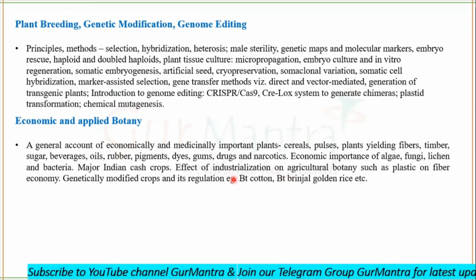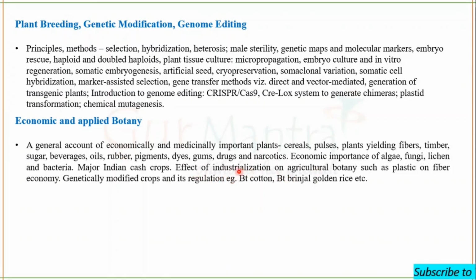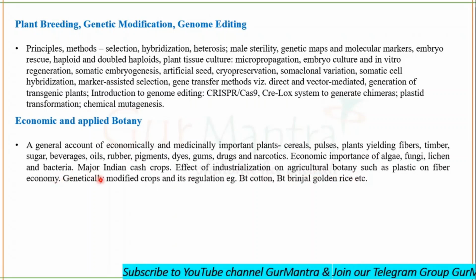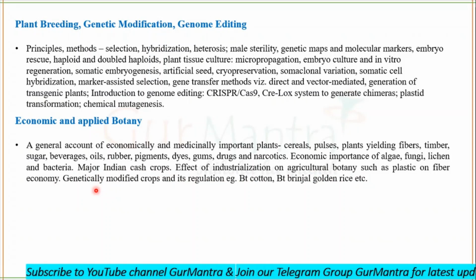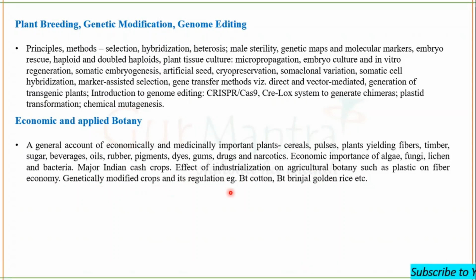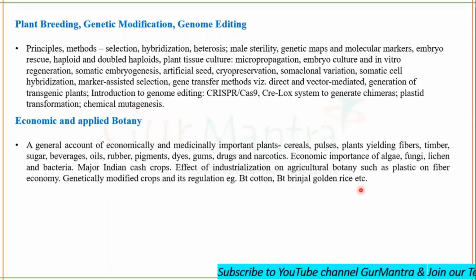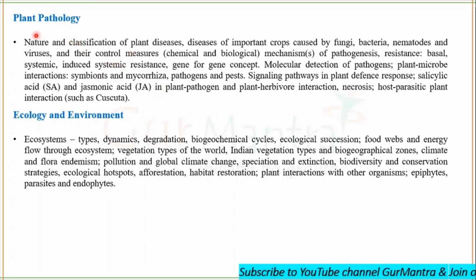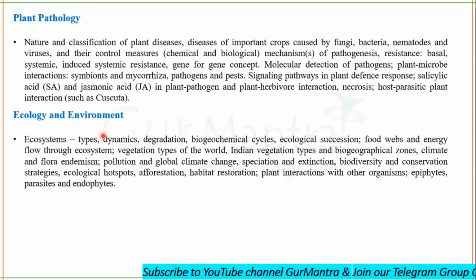Next comes the effect of industrialization on agricultural botany, such as plastic and fiber economy, genetically modified crops and their regulation, for example, BT cotton, BT brinjal, golden rice, etc. In the last section of botany, it's plant pathology and ecology and environment.